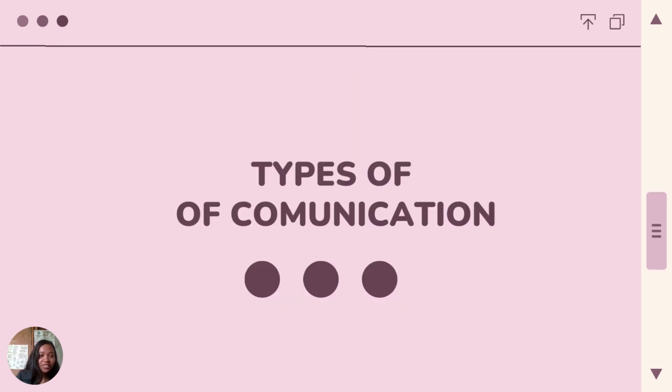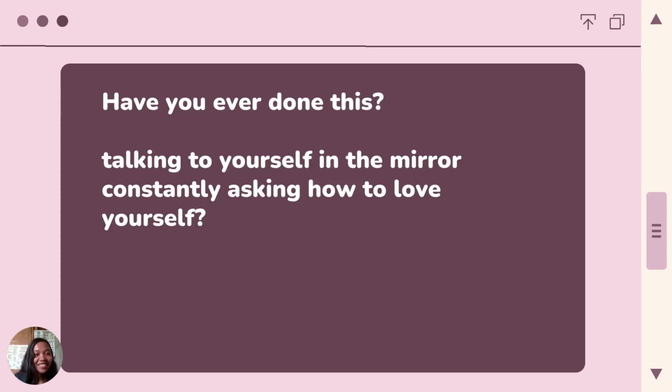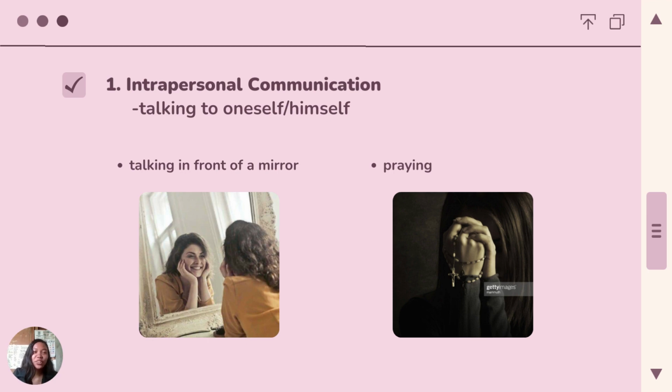Because what we're going to tackle is the types of communication. So let me ask you, have you ever done this? Talking to yourself in the mirror, constantly asking how to love yourself. Have you ever done that? Because me, I've always done that every day. It's like you're talking to yourself, oh, I'm so pretty, I'm so brave, I am unique, I'm worthy, I'm loved. If you do that, then you are doing an interpersonal communication.